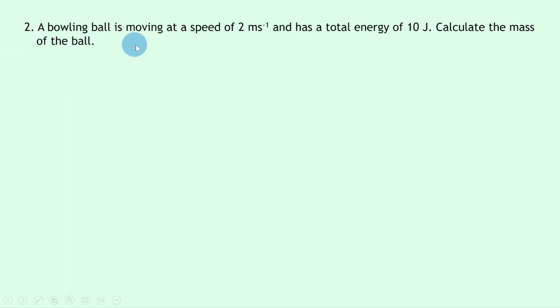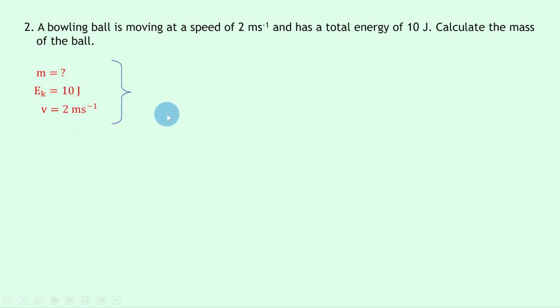Question 2 says a bowling ball is moving at a speed of 2 meters per second and has a total energy of 10 joules. Calculate the mass of the ball. Well, writing down what we know from the question, this time we're trying to find the mass m. We know the kinetic energy EK is 10 joules and the speed v is 2 meters per second.